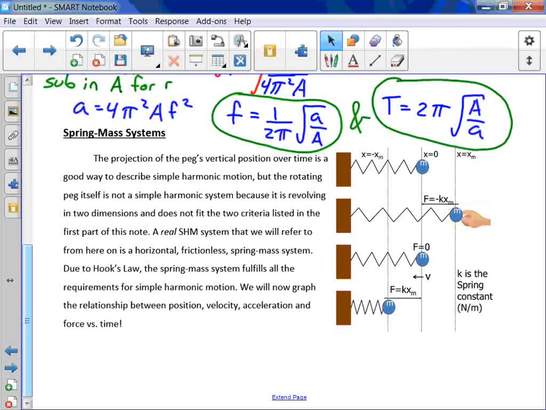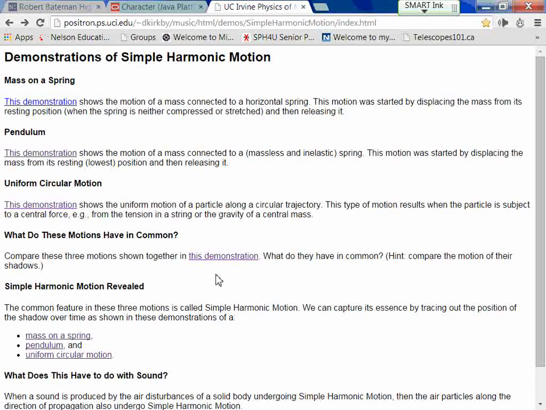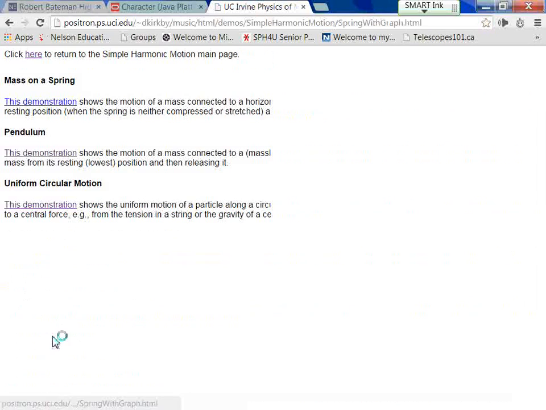So that projection of a circle can be used to think about simple harmonic motion, and it can be used to derive the first equations, but it's not actual simple harmonic motion, because we're in two dimensions for the actual circle, so it's a constant force in two dimensions. The simplest actual simple harmonic system that we look at is a horizontal spring mass system. So I'm going to show you what that looks like and how it's exactly the same thing.